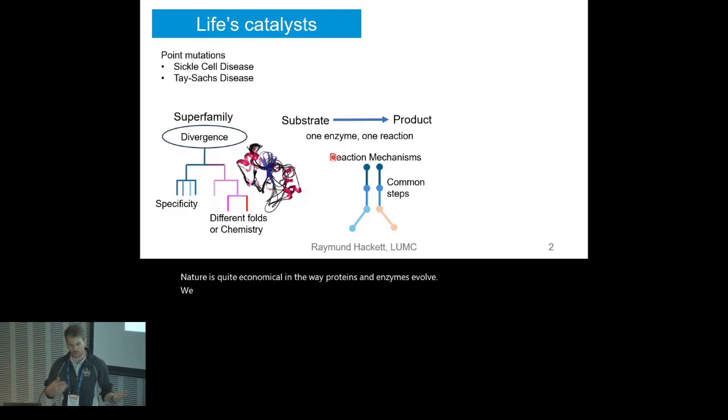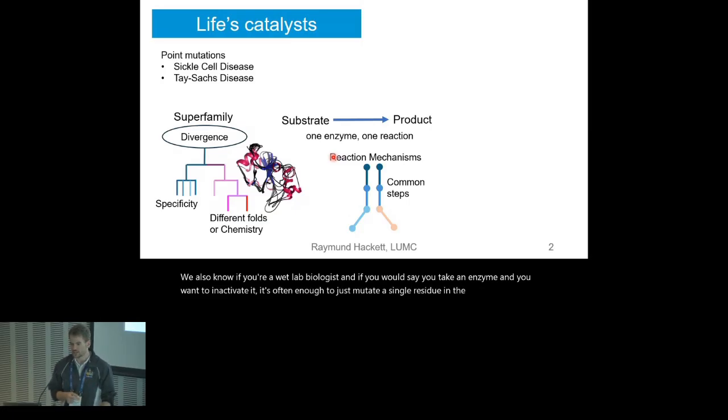And this teaches us that nature is quite economical in the way proteins and enzymes evolve. We also know, if you're a wet lab biologist, and you take an enzyme and you want to inactivate it, it's often enough to just mutate a single residue in the catalytic site. And that teaches us that individual catalytic residues can really make or break enzyme function.